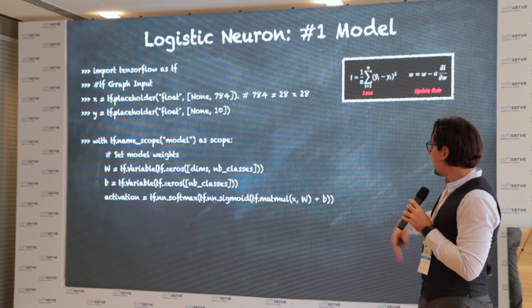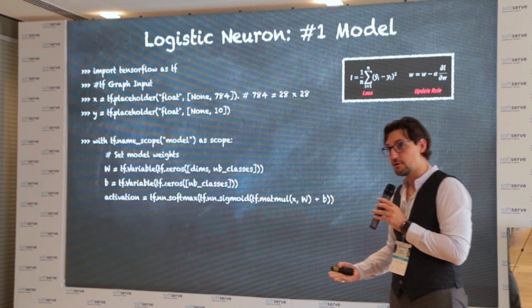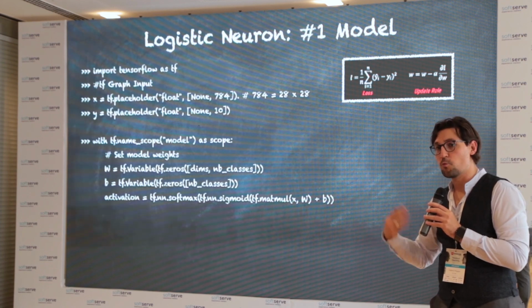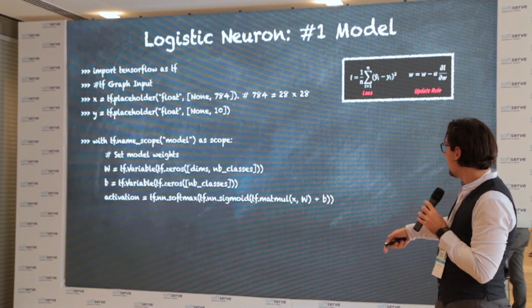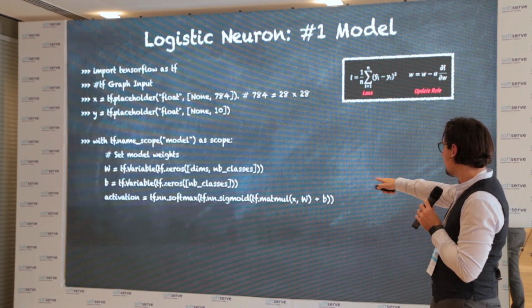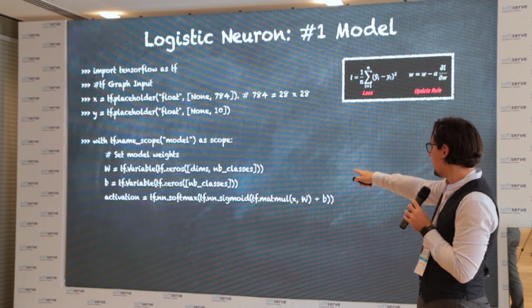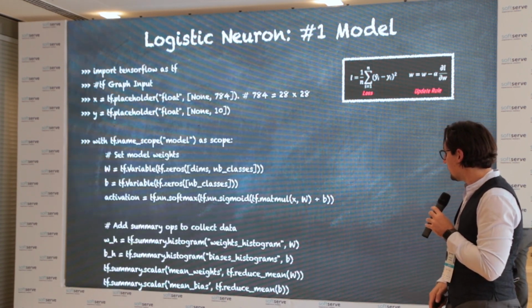Then after that, we create an activation function, so the real classification in this case, because we're going to have just one layer. We have the softmax applied to the sigmoid function of the matrix multiplication, x times w plus b. So that's the logistic function, and in the very end, the softmax to classify the output.